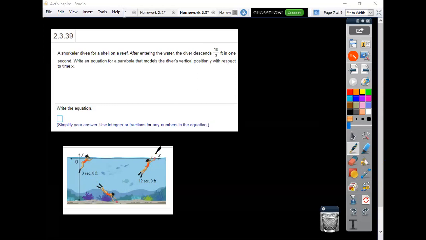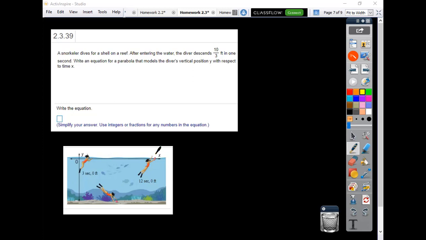The snorkeler dives for a shell on a reef. After entering the water, the diver descends 10/3 feet in 1 second. So write an equation for a parabola that models the diver's vertical position y with respect to time t. Come up with an equation for this model.